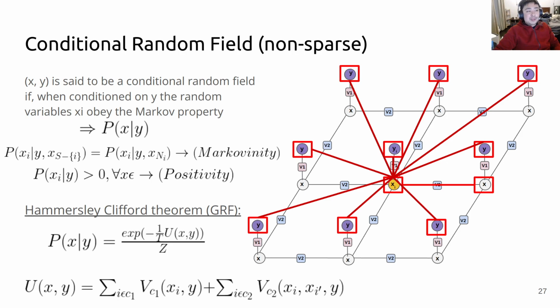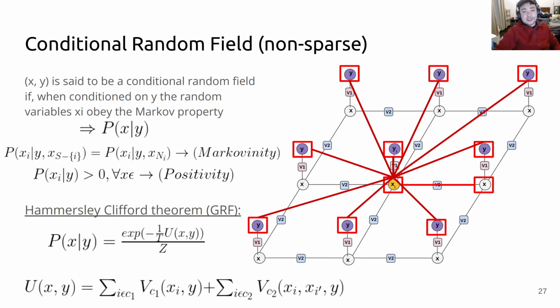Let me give you the definition. So x and y is said to be a conditional random field if, when conditioned on y, the random variable x obeys the Markov property. So now we're looking at the probability distribution of x given y, not just x anymore. And then we can say it's a conditional random field if it follows the same property of Markovianity given its data. And then we can also use the same theorem to describe it as a Gibbs distribution, where we can look further at the clique potentials, which is what we were saying we wanted to find in the first place.